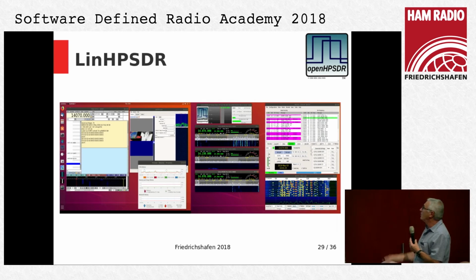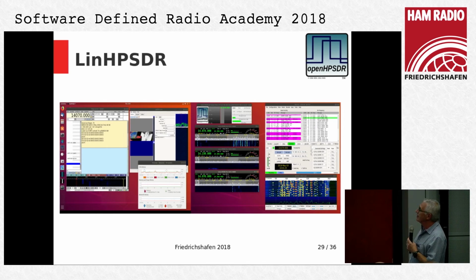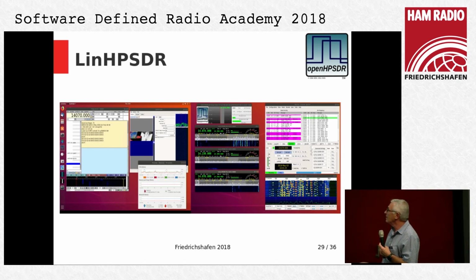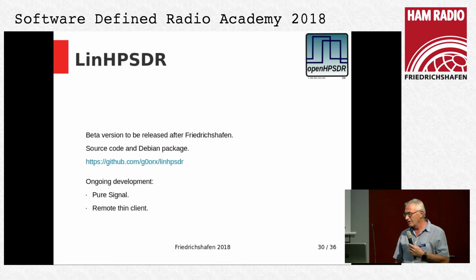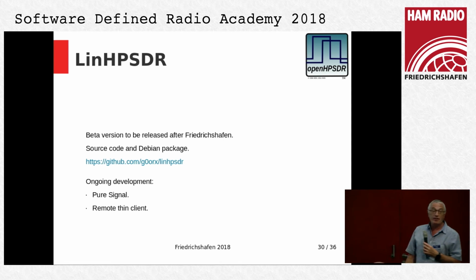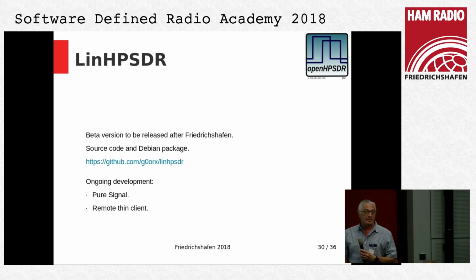And here's an example. 3 receivers running, one running FT8, another one FLDigi, and another one slow scan TV, all running concurrently. I have 2 screens, which is why it looks like that when you grab the whole lot. Okay, the beta version is being released. It's actually now out on GitHub at that address.